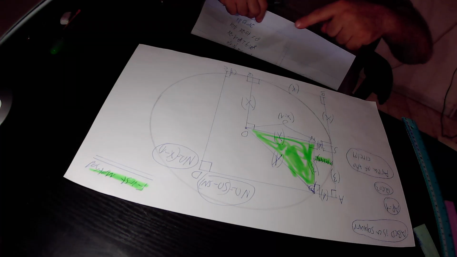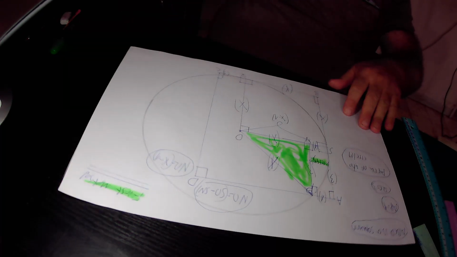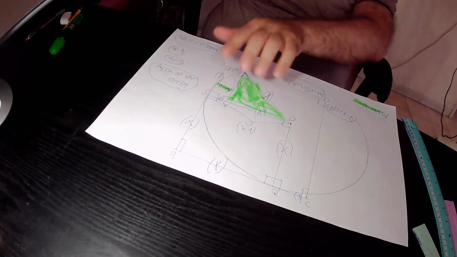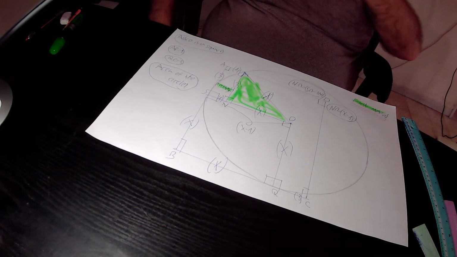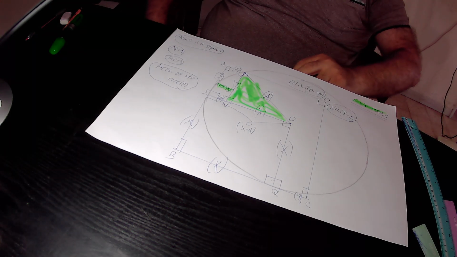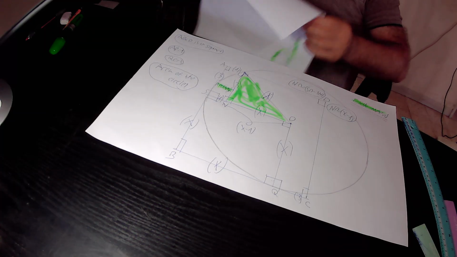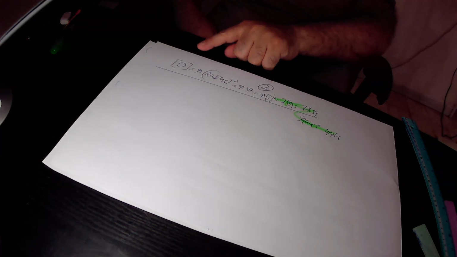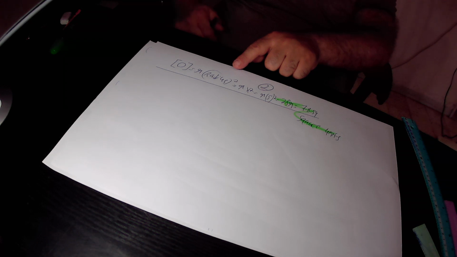Our mission is to find out the area of this circle. Actually, the area of any circle equals pi times the radius of the circle squared. So I'll repeat again: the area of any circle equals pi times the radius of the circle squared.